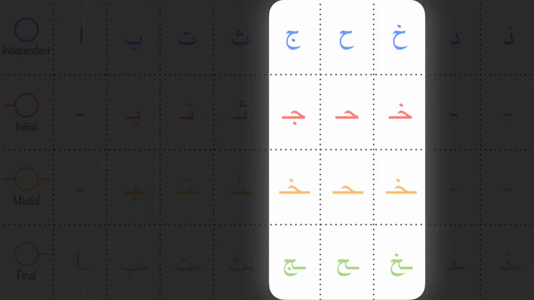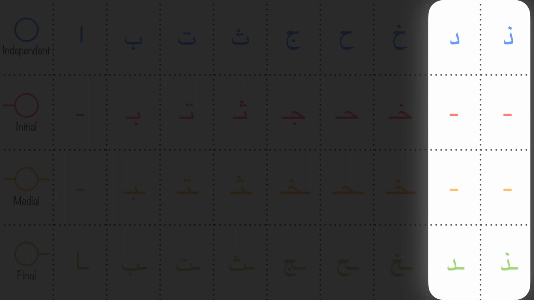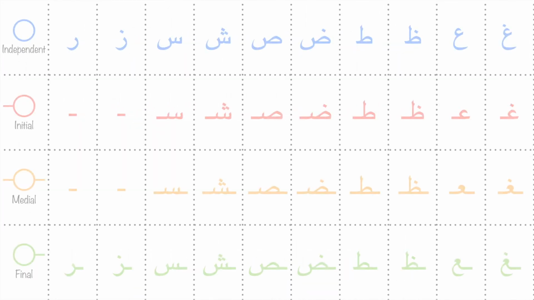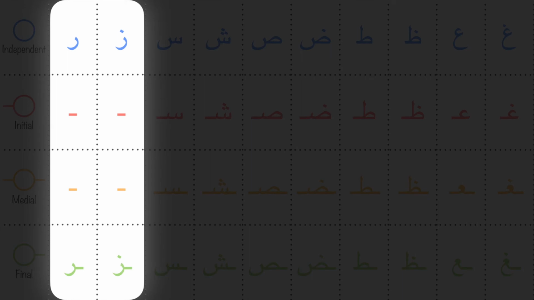Jim, Ha and Kha are also written the same way, except that Jim has a lower dot, Ha has no dots, and Kha has an upper dot. So the independent, the initial, the medial, and the final shapes are all the same. The same thing for Dal and Dhal. The only difference is an upper dot for Dhal. And they also have only 2 shapes because they are from the 6 letters we have just mentioned. Again, the difference between Ra and Zain is the dot above Zain, and they have only 2 shapes.